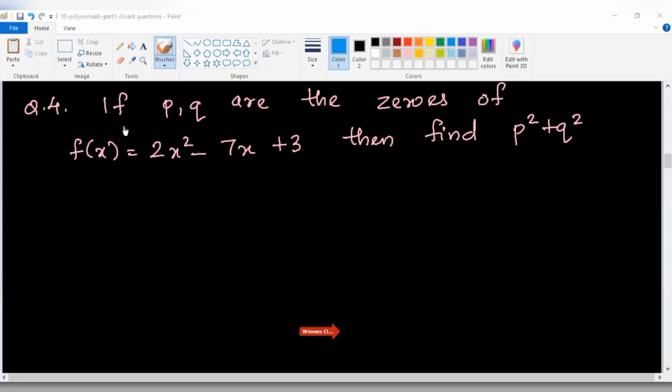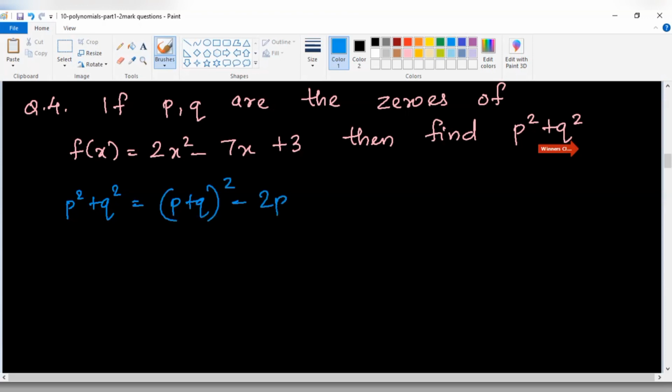This is the fourth question. If P, Q are the zeros of this polynomial, then find P square plus Q square. So P and Q are the zeros. Anyways, P square plus Q square is P plus Q the whole square minus 2PQ, just because this is from an identity, as we have done in the previous question. So why we have turned it like this means we can calculate the sum of the zeros and product of zeros from this expression itself.